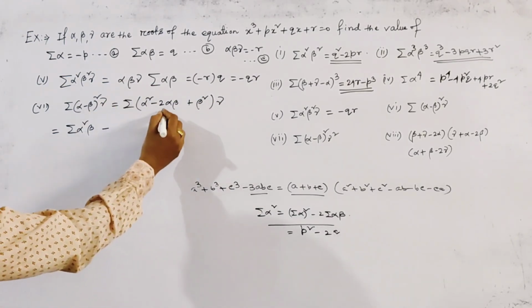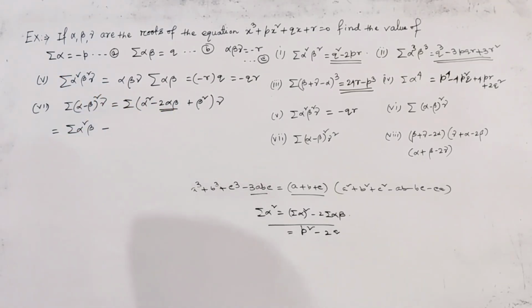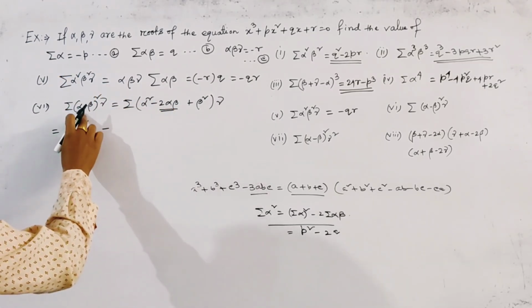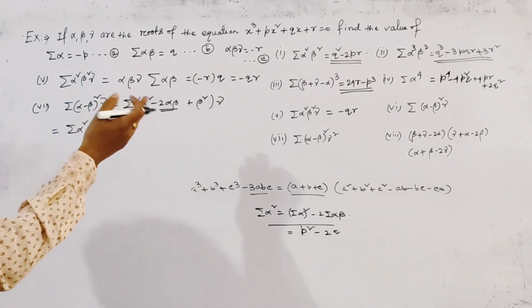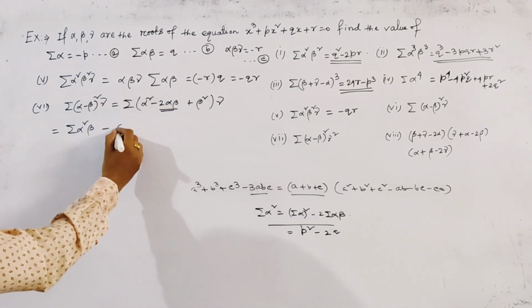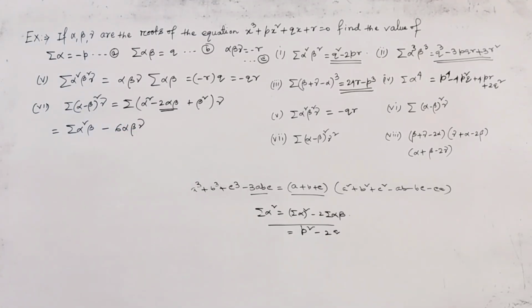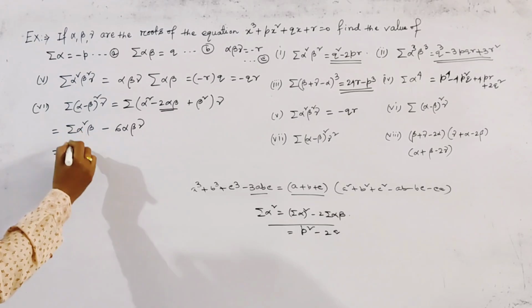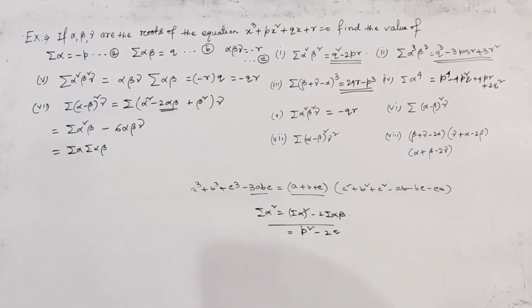So we get this type of term in 3 of number. Because in the first term we get 2 alpha beta gamma, in the second also 2 alpha beta gamma, and in the third. So we write this is 6 alpha beta gamma. Now we write the expression, this is summation alpha into summation alpha beta.